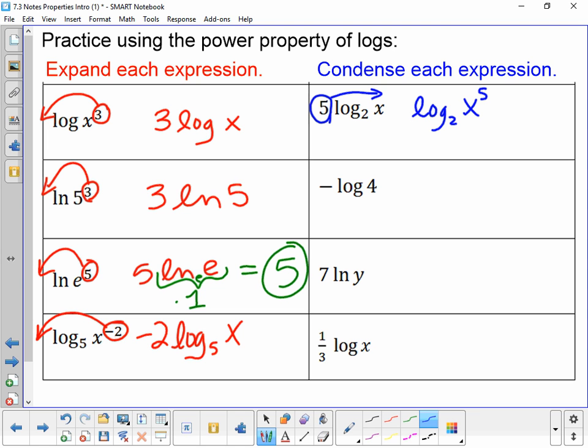This next one, that negative in front of the log, is sort of like a negative 1, so we're going to bring that power up. So it'll be log of 4 to the negative 1 power. Another way of writing that would be the log of 1/4. So negative exponent, remember, can be thought of as a reciprocal.